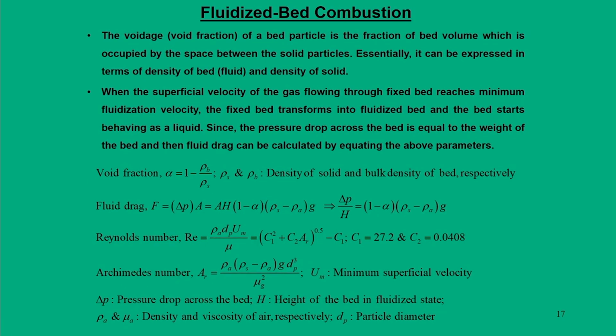So, this is how the working equation comes about. Now, to calculate the minimum fluidization velocity, we need to introduce a non-dimensional number called the Archimedes number.